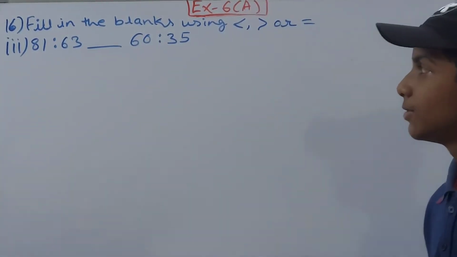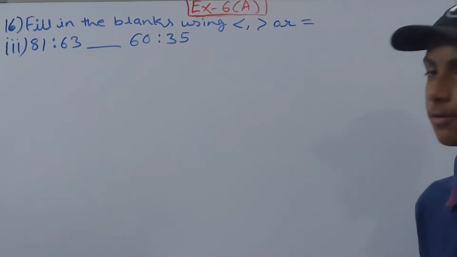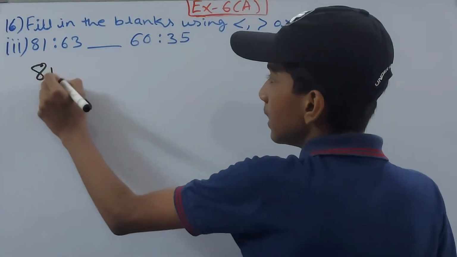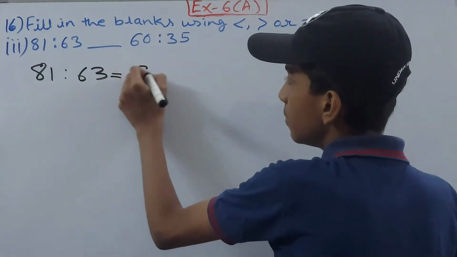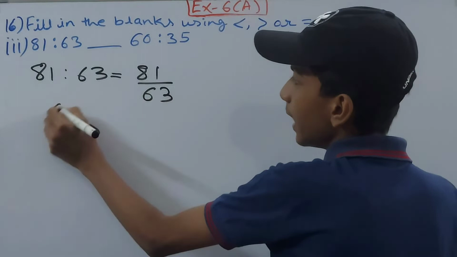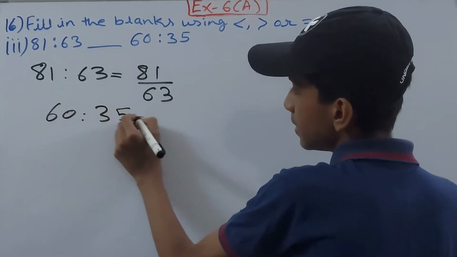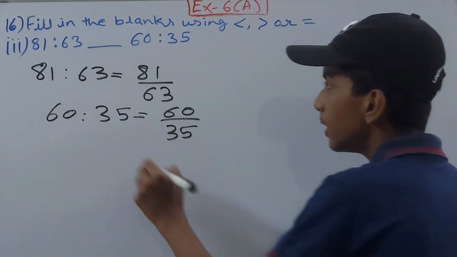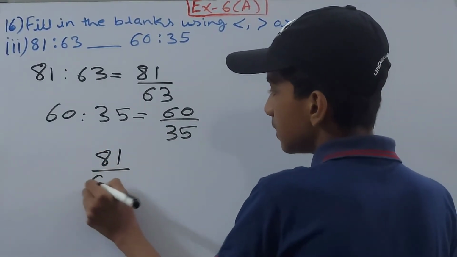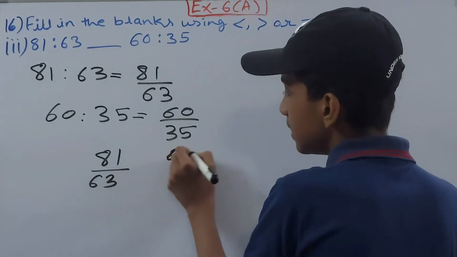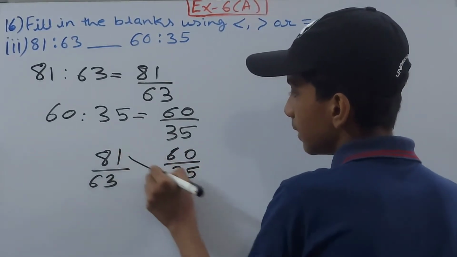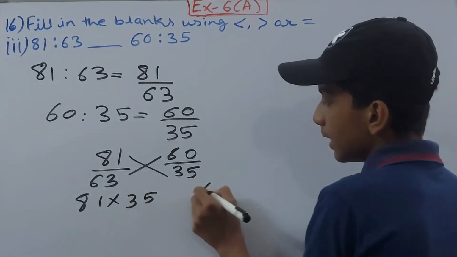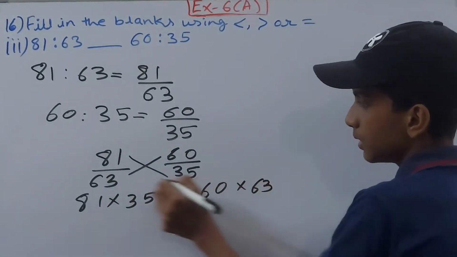Here we have 81 is to 63 blank 60 is to 35, right? So first of all, we'll convert this 81 and 63 into a fraction. So 81 is to 63 is equal to 81 upon 63, and 60 is to 35 is equal to 60 upon 35. Now we will do a cross multiplication. So 81 upon 63 and 60 upon 35, this and this. So 81 into 35 and 60 into 63.